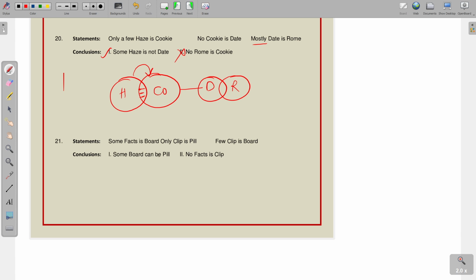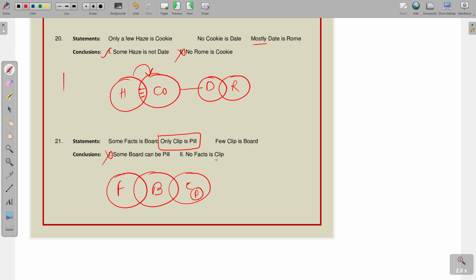Statement: some facts are board, and only clip is pill, and a few clip is board. So few clip is board. Few in the sense some. Only clip is pill means all pills are clips, and only clips have rights on pill. See the conclusions. Some board can be pill. So board here, pill here, but here only clip is pill. So conclusion 1 definitely does not follow.